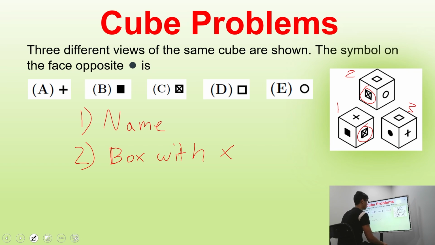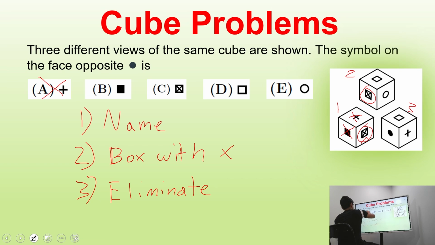For step 3, we're going to eliminate the ones that are right beside the box with the X. So step number 3 is to eliminate. If we look at our first cube, where the box with the X is over here, that means the dark square would not be a possible answer, which means that the plus will not be a possible answer either. So we're just going to cross those out. We know that A will not be a possible answer, and we know that B will not be a possible answer.